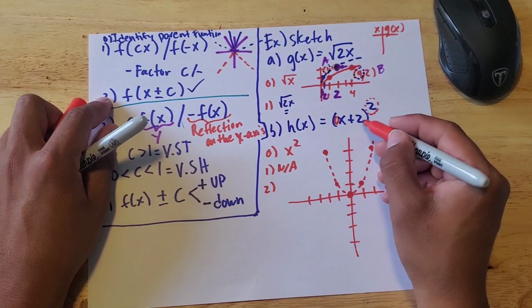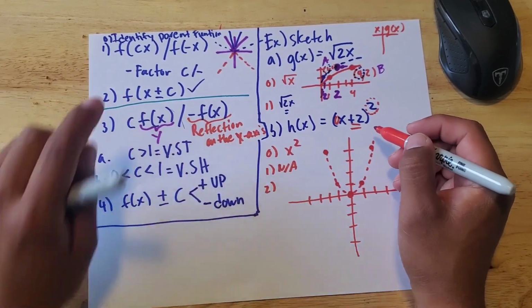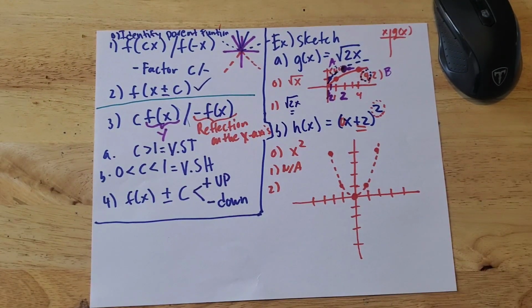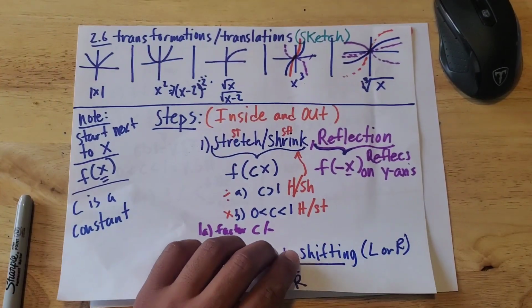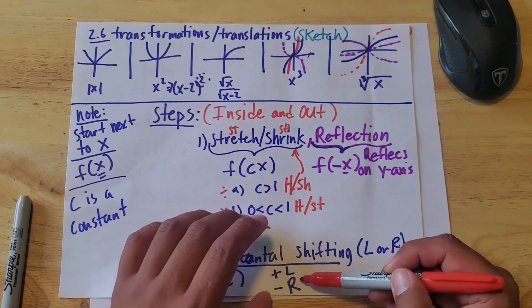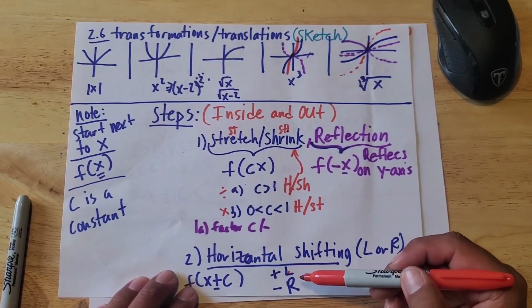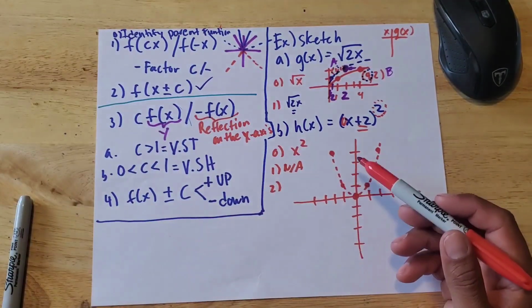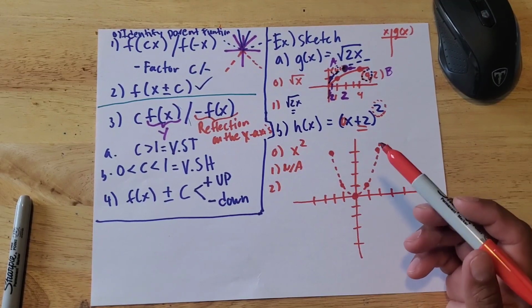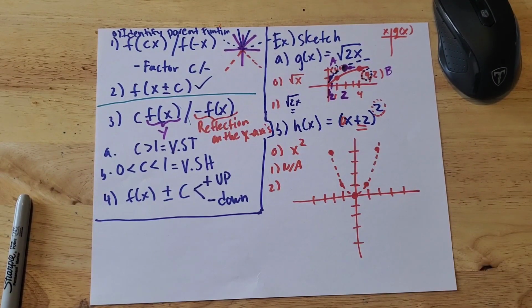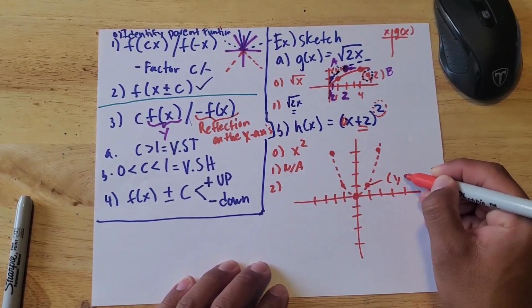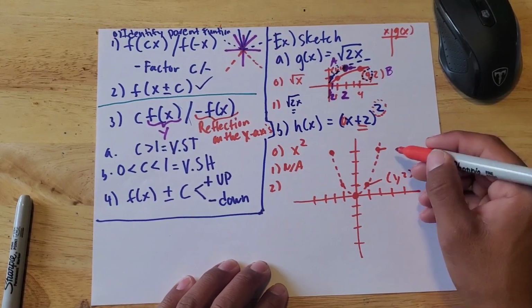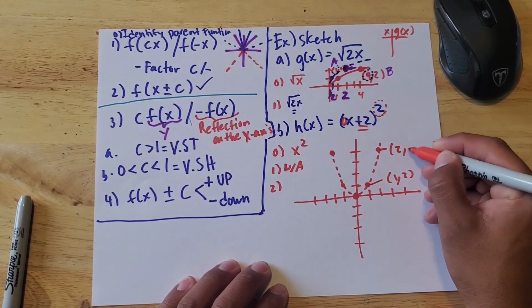The second thing is this +2. And like I said, everything inside is a horizontal transformation, but works opposite of what you think it should do. So remember I said when it's positive, that means it's actually shifting to the left. Normally you would think that positive is moving it to the right, but inside, I can't emphasize this enough, it's doing the opposite of what you think it should do. So again, I know some of these points. I know this is 1, 1, and I know this particular point is 2, 4.